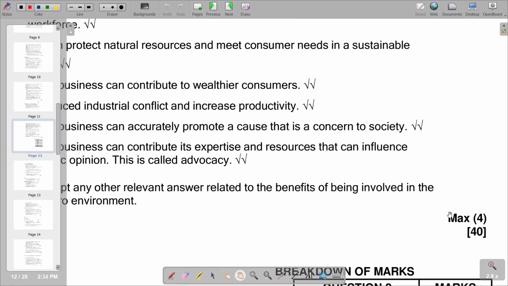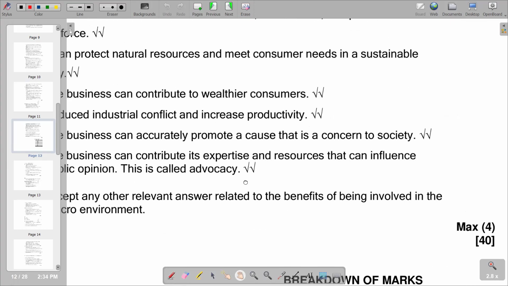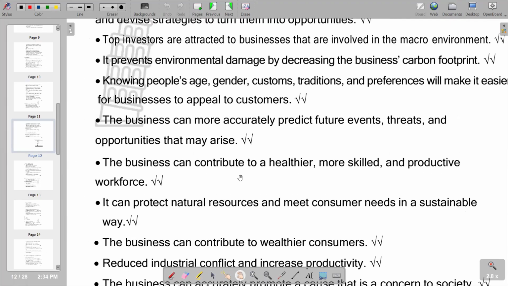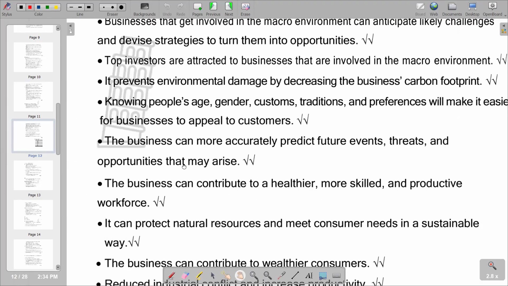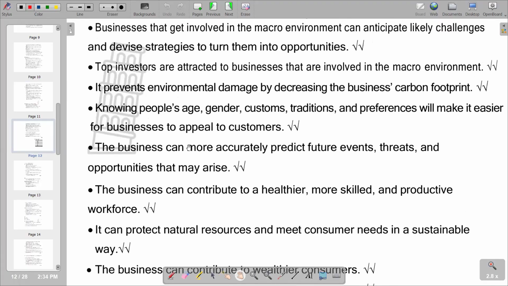And we see that our question has a maximum of 4 marks. Obviously, 2 marks are required in terms of that. But we have many points listed here that we can pick up from. So this is what we have in terms of our question 2. And obviously, we need to move on to our question 3.